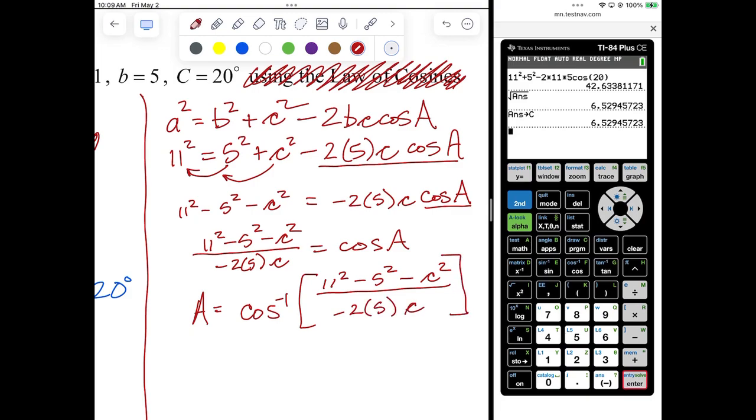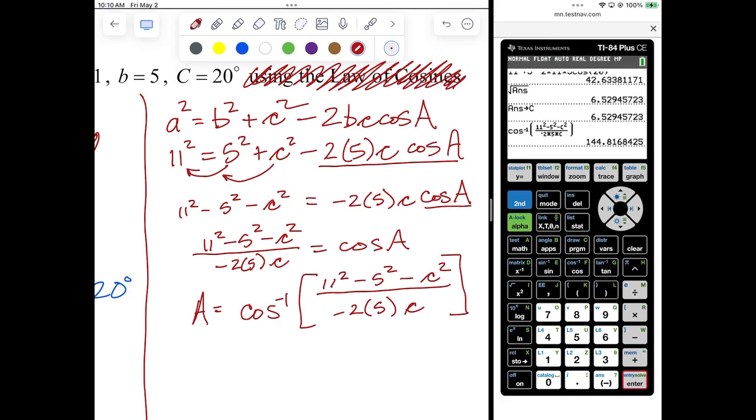And that's about the hardest the law of cosines gets. If you can do that algebra, you'll eventually hopefully be able to do it in one step: subtract the constants, divide through by the coefficient, and stick an inverse cosine in front of it. Now all we've got to do is go to the calculator. We're in degree mode, so we hit second cosine, alpha x, 11 squared, or 121, minus 5 squared, or 25, minus alpha c squared, all over negative 2 times 5 times alpha c. We're doing it on the calculator, so I don't even bother calling the denominator negative 10c. You're certainly welcome to simplify if you want, but the calculator will do it.